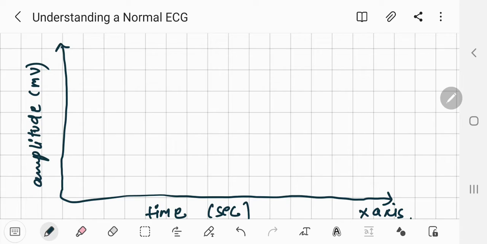So in atrial systole, the electrical signals will be more as compared to atrial diastole. Similarly, the same way with ventricular systole and diastole.